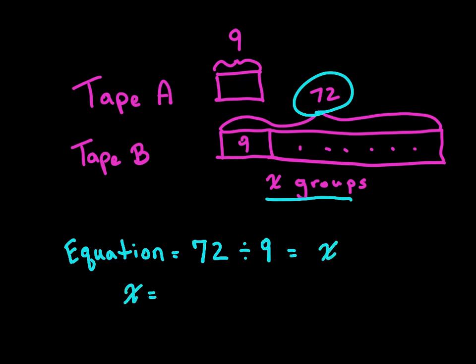Solving for x, 9 times what gives us 72? Well, x is equal to 8.